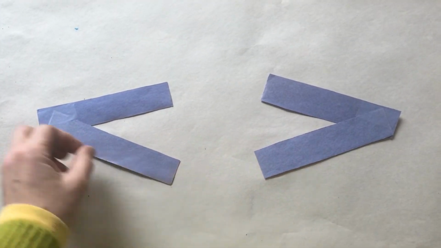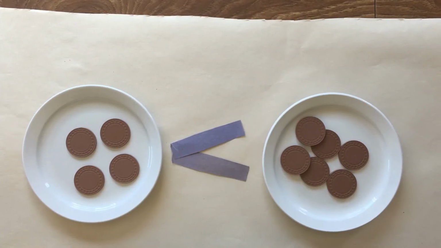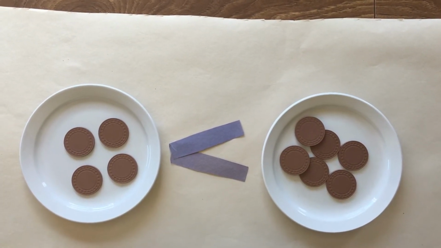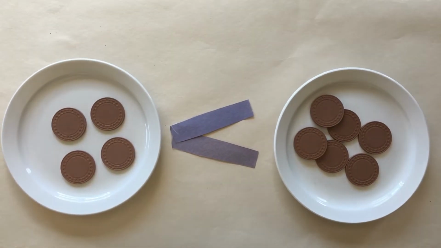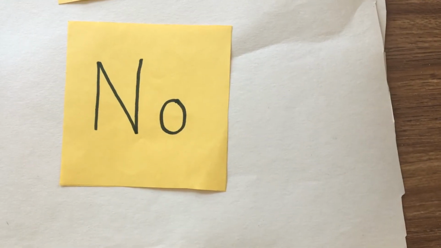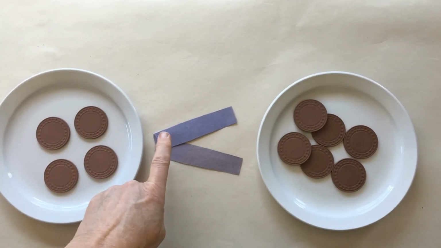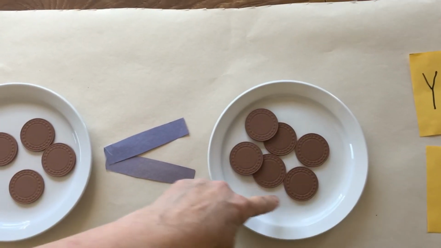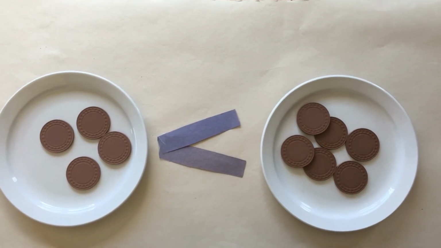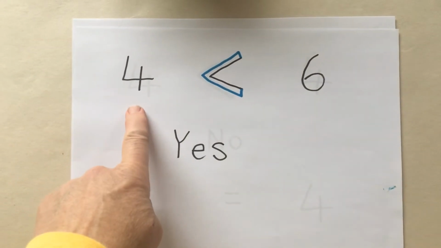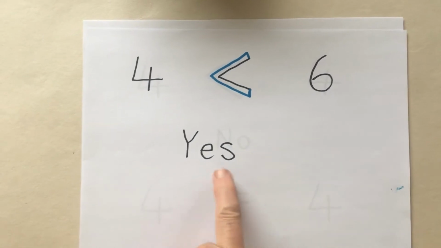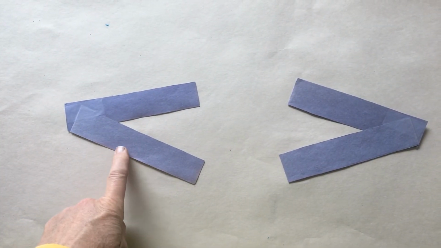Less, more. 3. Is this true? If it's true, it's Y-E-S. Is it true? If it's not true, it's N-O. Let's take a look. The small one is on this side and the big one's on this side. Is it true? Yes. Y-E-S. That spells yes. Boop, boop, boop, boop. 4 is less than 6. Yes.